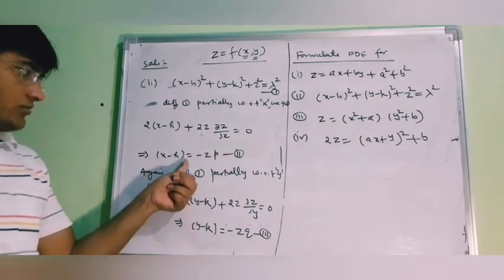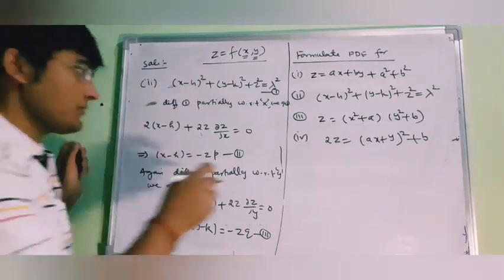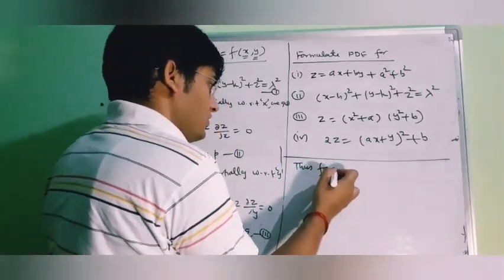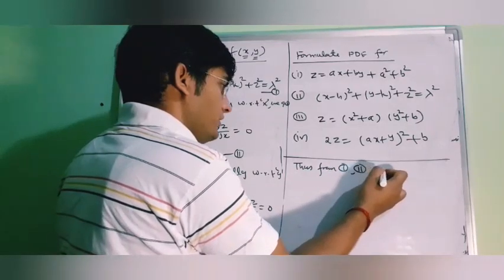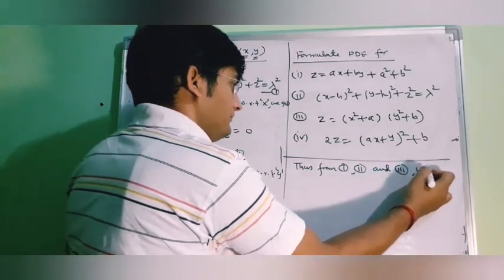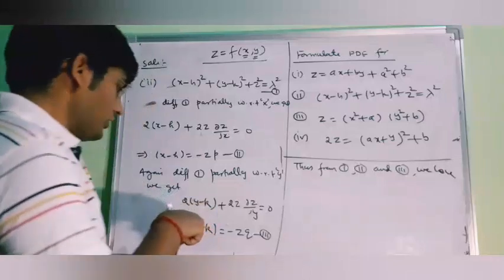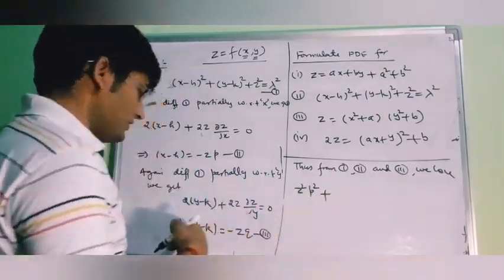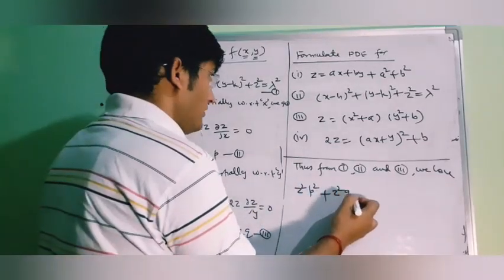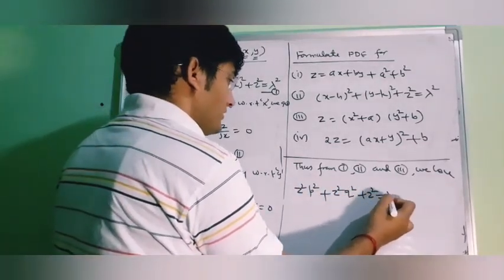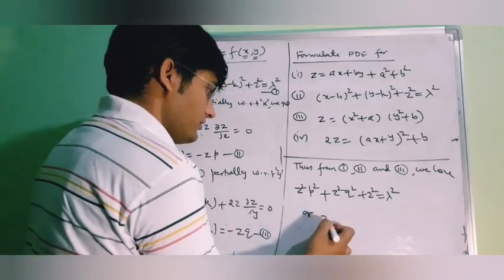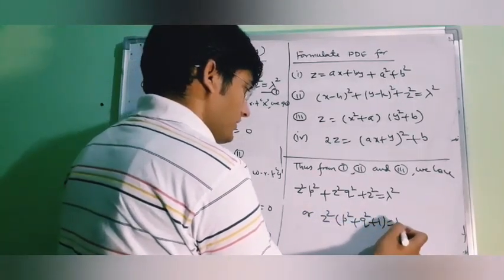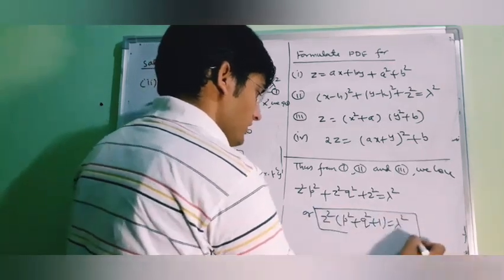Let us put equation number 2 and equation number 3 in equation number 1. Thus, from 1, 2 and 3 we have, let us put the value of x minus h. So this will be z square p square, then y minus k whole square will be z square q square, plus z square equal to lambda square, and this is your answer. We can also write it as z square times p square plus q square plus 1 equal to lambda square. So this is your answer.